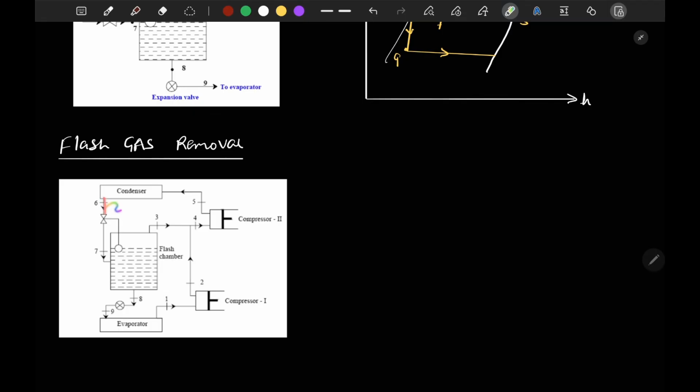From the condenser the refrigerant is exiting at state 6, and after that it is throttled to our flash chamber. Since it is throttled to the flash chamber, after the flash chamber the liquid refrigerant is again throttled to evaporator pressure, and the vapor refrigerant is directly sent to the compressor at higher pressure.